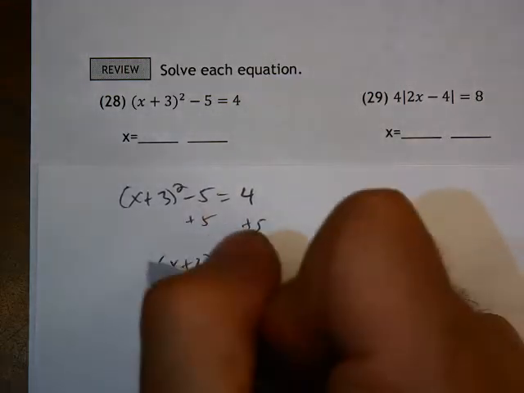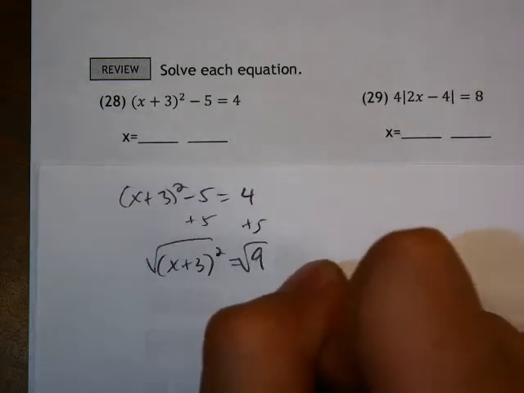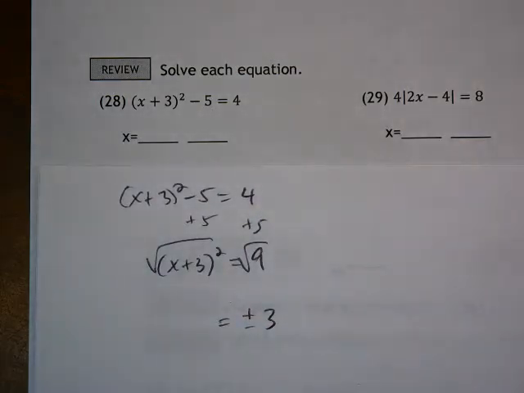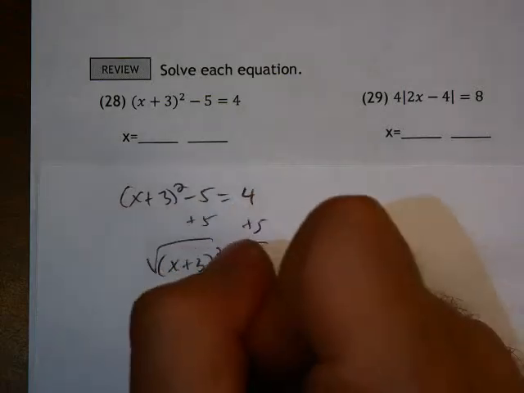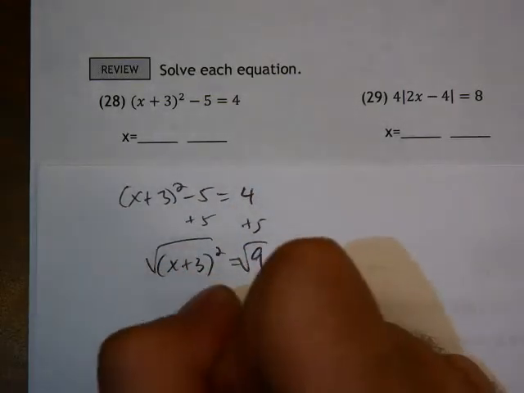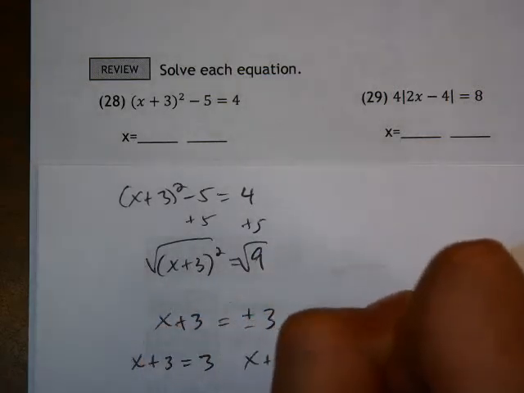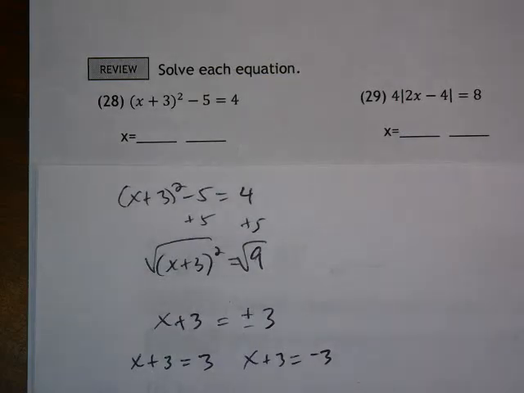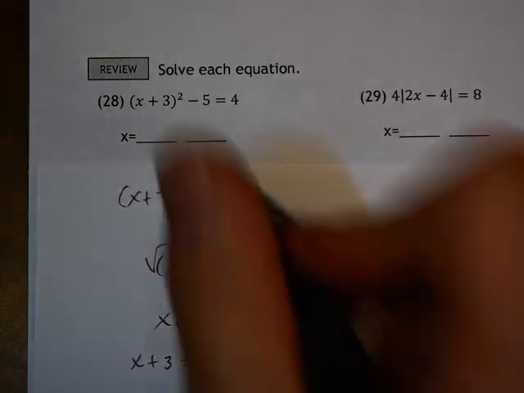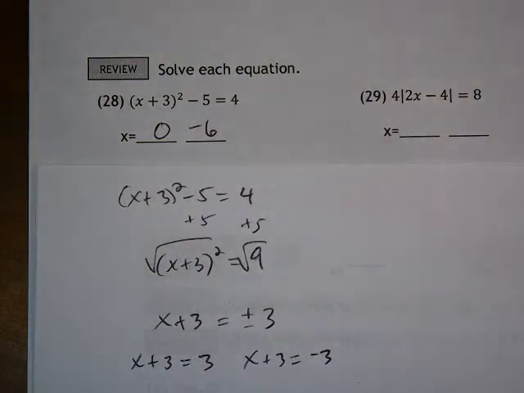Now to get rid of the square, I need to take the square root of both sides. The square root of 9 is plus or minus 3. This cancels, leaves me with x + 3. So now I've got two problems. I've got x + 3 = 3, and I've got x + 3 = −3. I subtract 3 on both of these, and I'll get 0 for one answer and −6 for the other.